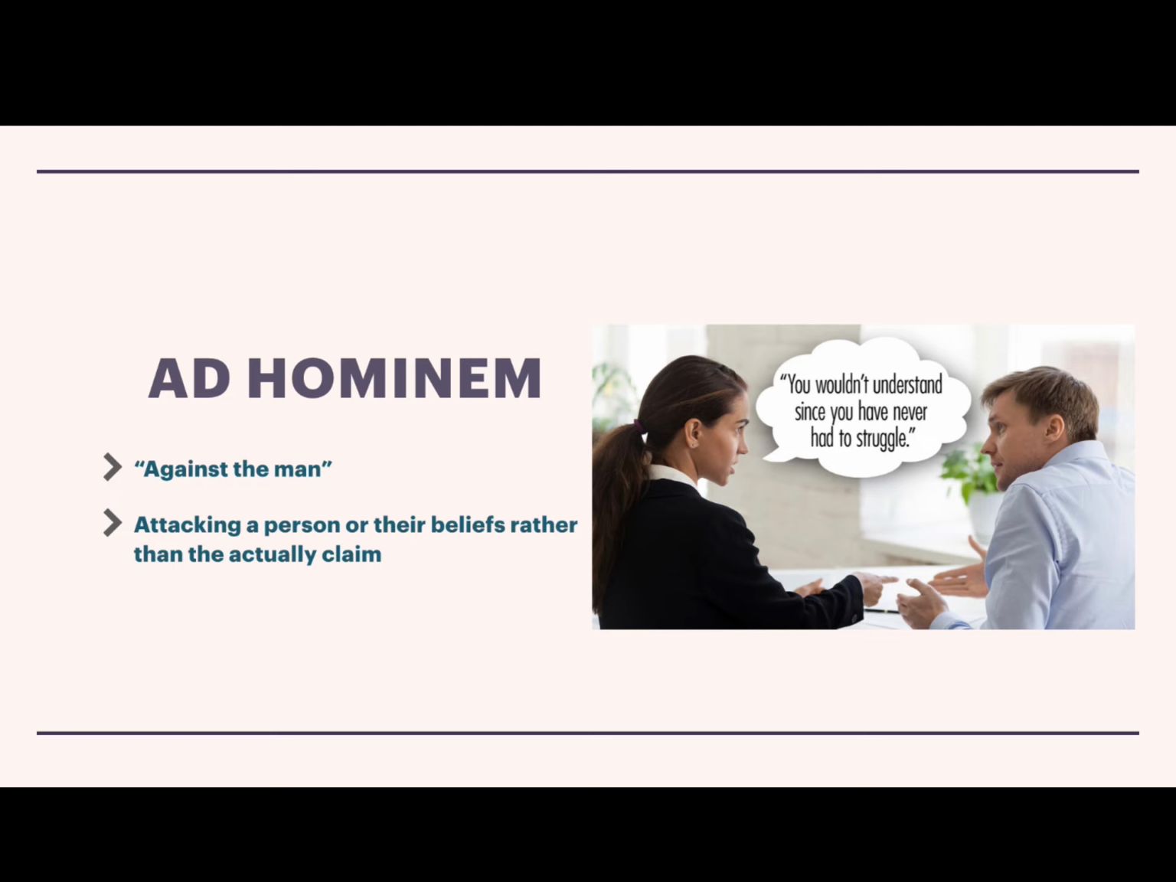Next is the ad hominem fallacy. This is also known as the against the man fallacy. This is when you attack your opponent's character or personal traits in an attempt to undermine their argument. An example of this is, you wouldn't understand since you have never had to struggle.